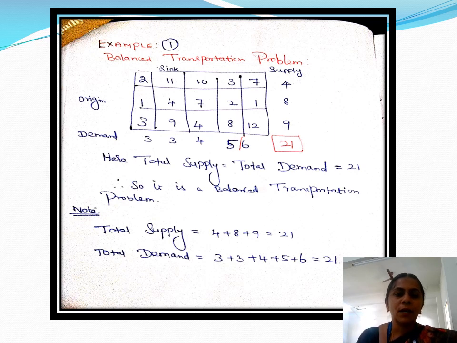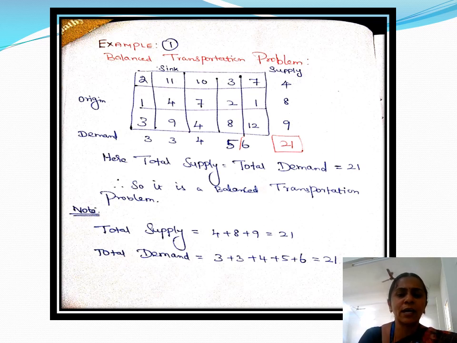We see an example of a balanced transportation problem. In this example, the cost is given by 2 1 1 10, 3 7 1, 4 7 2 1, 3 9 4 8 1 2, the supply of this problem is 4, 8, 9 and the demand is 3, 3, 4, 5, 6. Here we have to check whether the given problem is balanced or not. For this we find the total supply and the total demand. If they are equal, it is a balanced transportation problem.